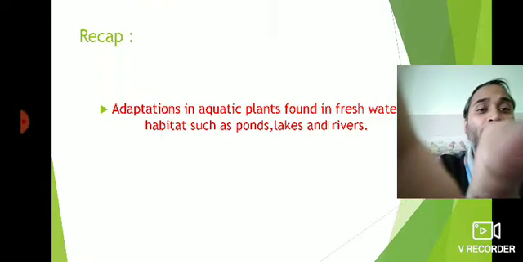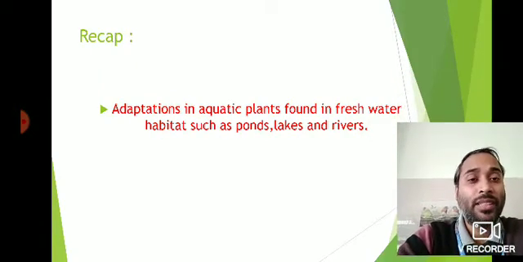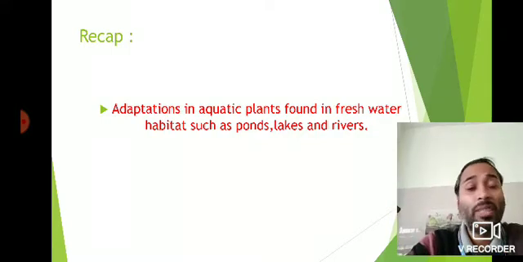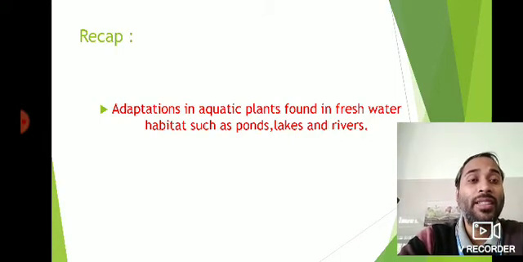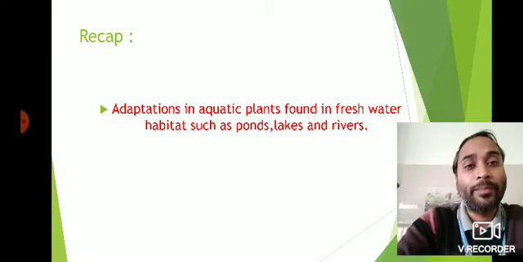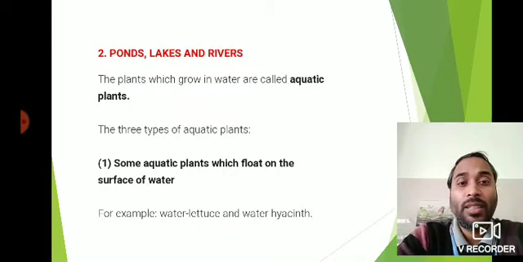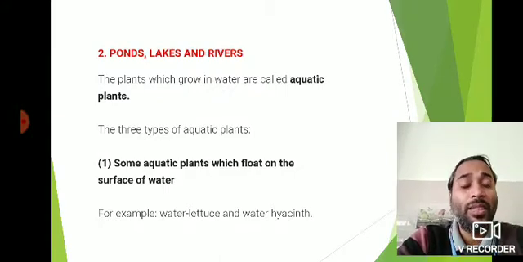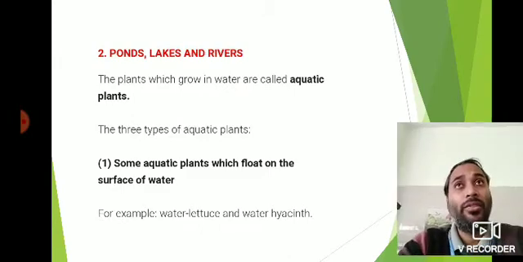In the last class we discussed the adaptations in aquatic plants found in fresh water such as ponds, lakes and rivers. How are these plants adapted to survive there? We have already studied this, so let us revise a few things once again. The aquatic plants are categorized into three types. Number one, plants that float on the surface of water.